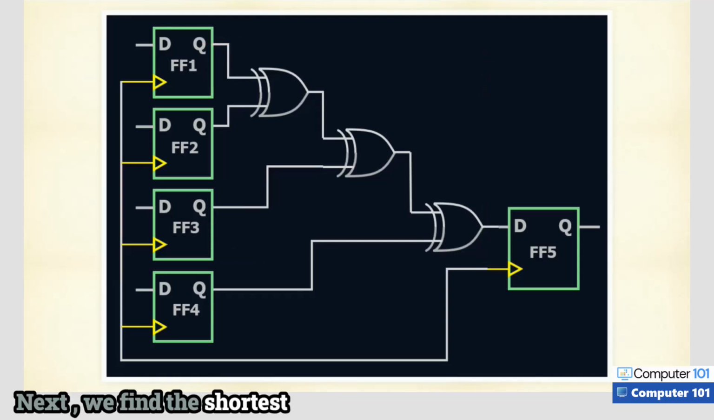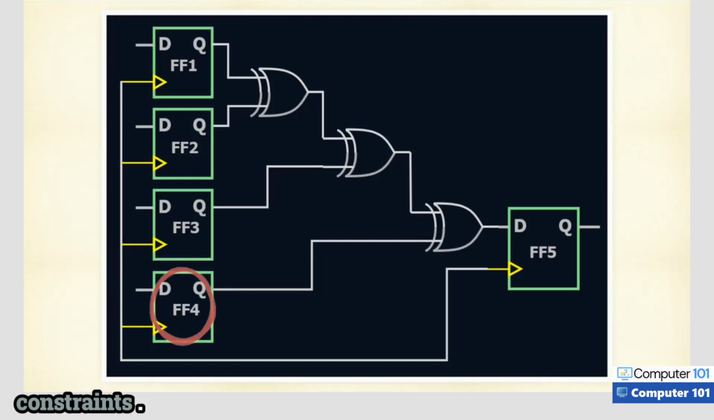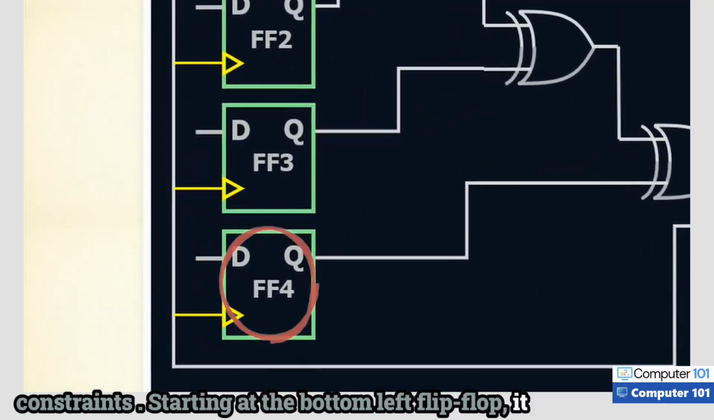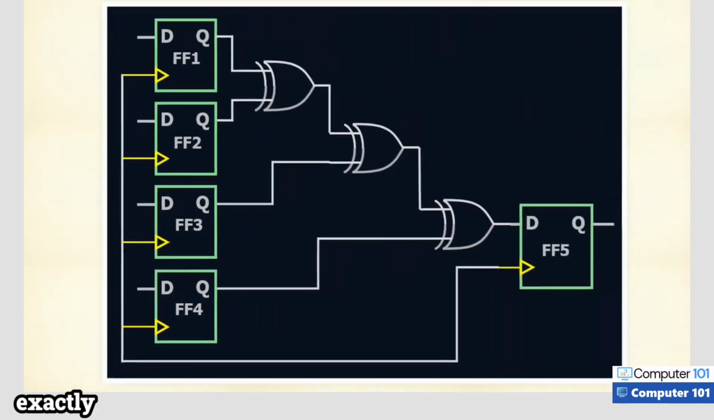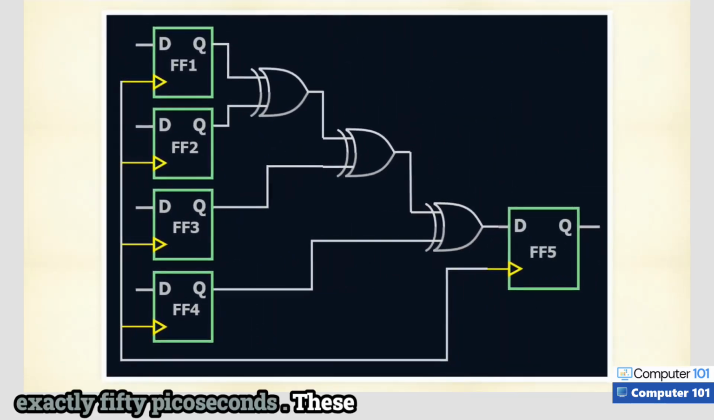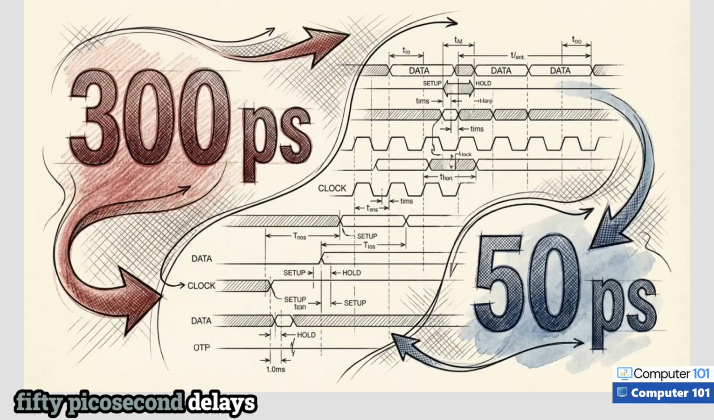Next, we find the shortest path to test hold time constraints. Starting at the bottom left flip-flop, it passes through a single XOR gate. Using the 50 picosecond contamination delay, this fast lane takes exactly 50 picoseconds. These delays establish the physical boundaries of our circuit. We will use them to find the clock's safety margin.